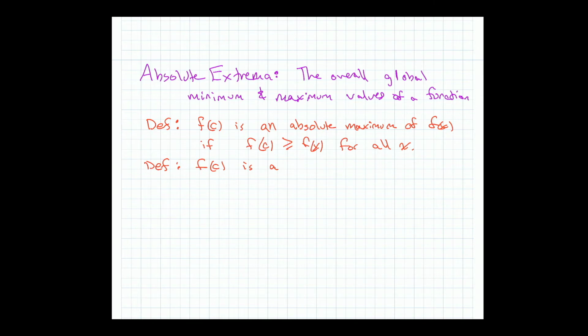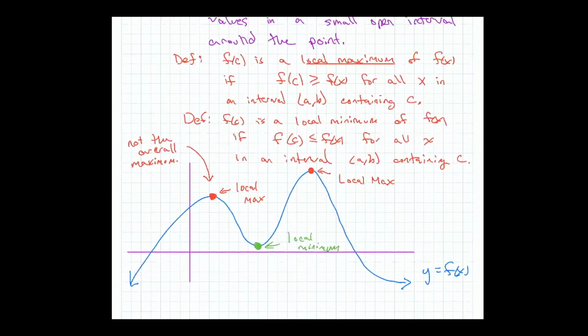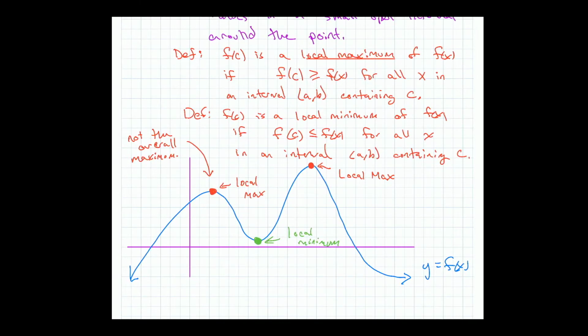So f of c is an absolute minimum of f of x if f of c is less than or equal to f of x for all x. Okay, so I'm not going to draw a separate picture. I'm just going to go back to the picture that we already have here. So I have two local maximums and a local minimum.